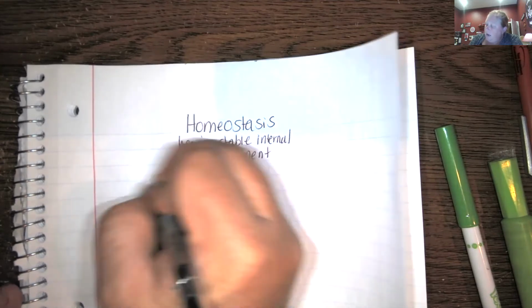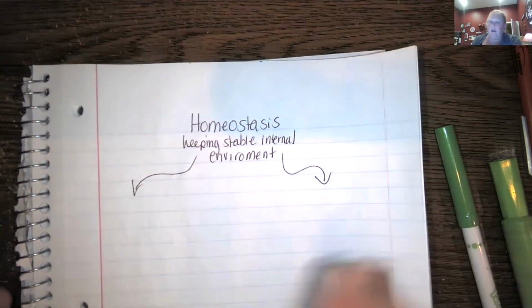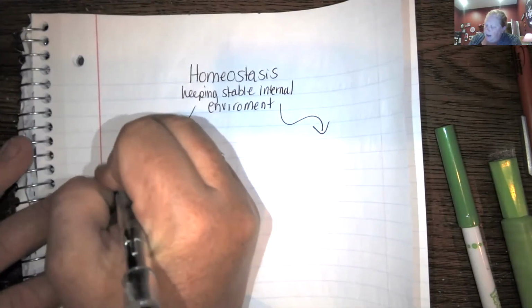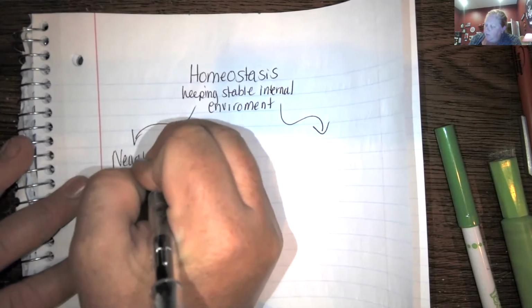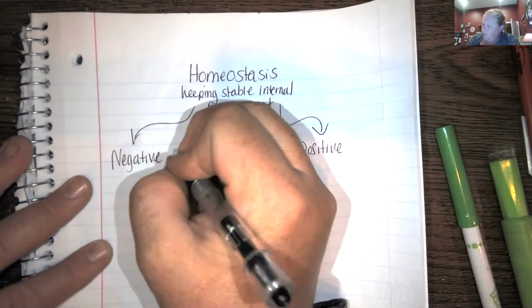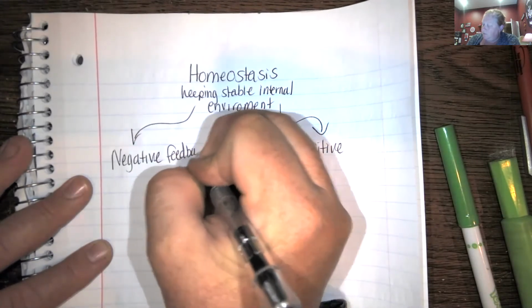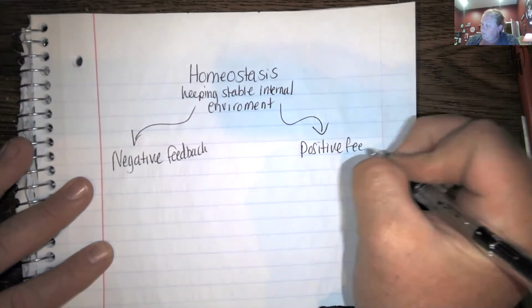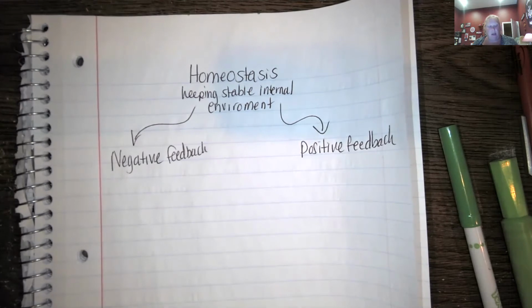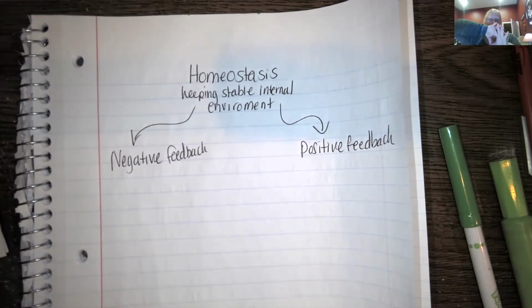Okay. And you kind of have two roads that the body uses to keep that. We call it a negative feedback loop and a positive feedback loop. Okay, so this is how I describe positive versus negative, okay? In a negative feedback loop, you immediately do the opposite to bring you back to normal.